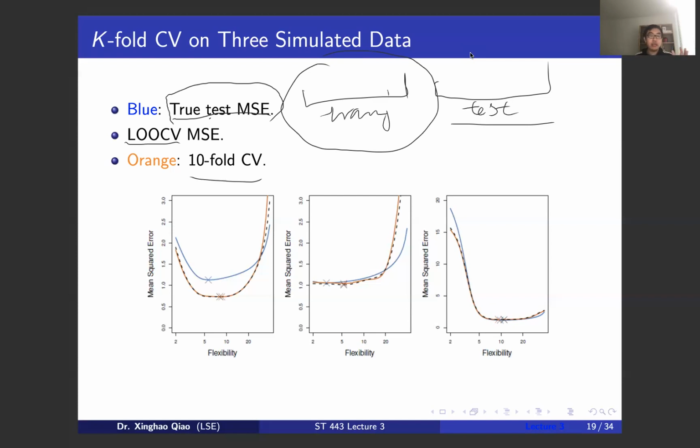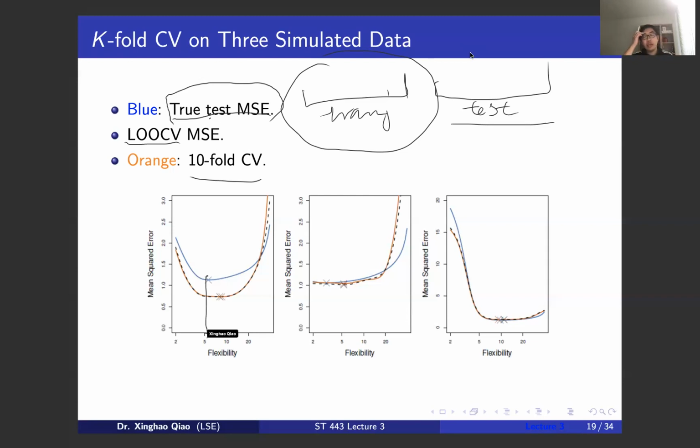And you can see that we need to plot the mean square error for the testing data as a function of the degree of flexibility. Okay, so moving from left to right, we increase the model flexibility level from small to larger. And you can see that the blue solid line is the true mean square error. So it has a U shape, and the minimum point is around here, about 6.